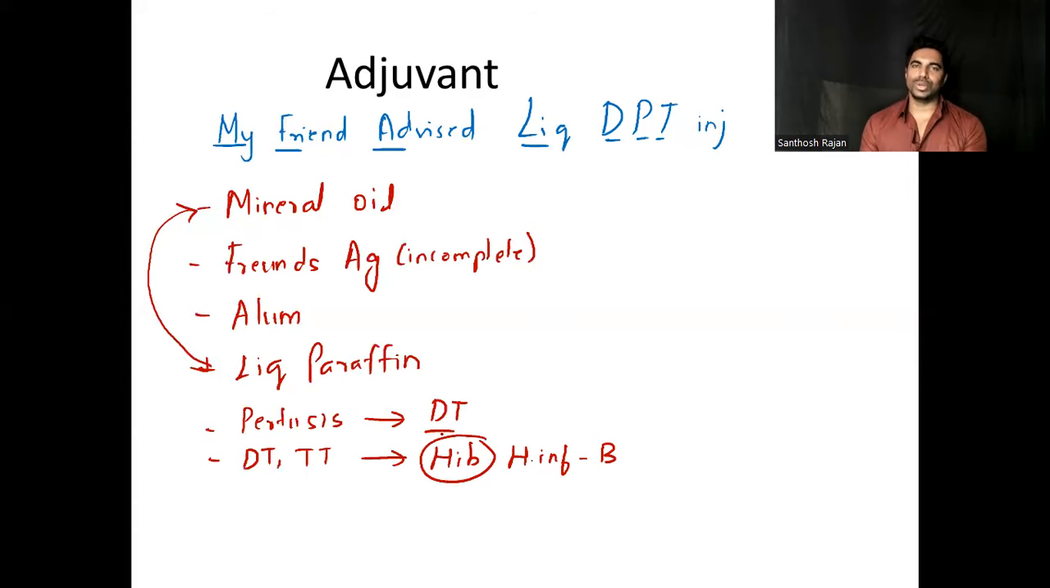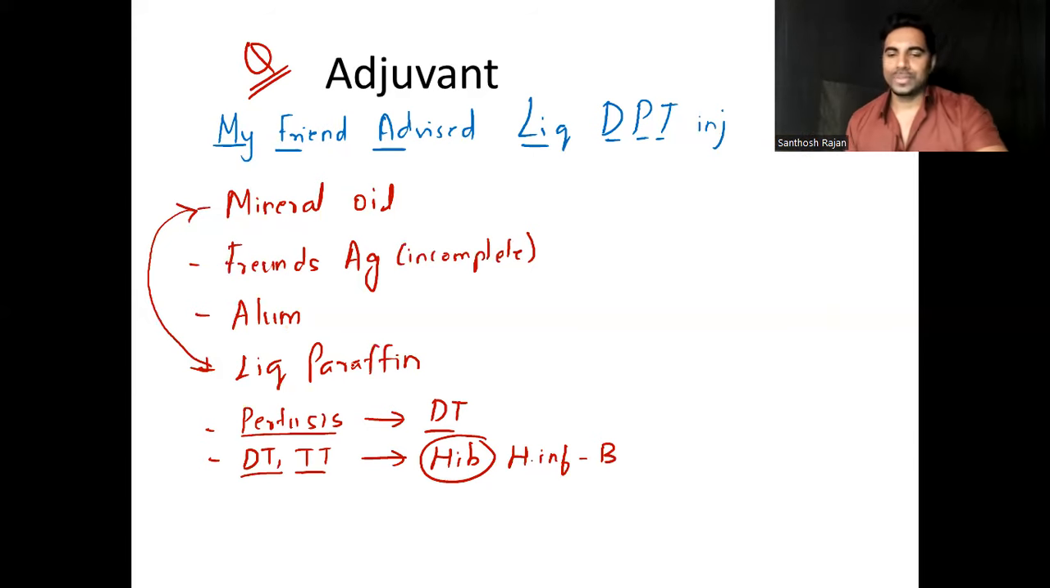Very simple. You don't have to be confused. So definitely you can expect a question on adjuvants. Please remember, pertussis acts for DT, and DT and TT act for Hib. And these things: mineral oil, Freund's antigen, alum, and liquid paraffin. Very simple. My friend advised liquid DPT injection for adjuvant. That's it. You will not forget this part.